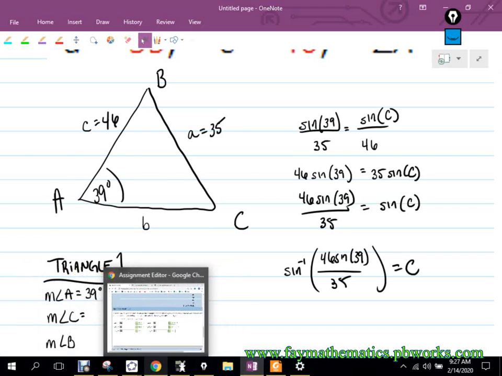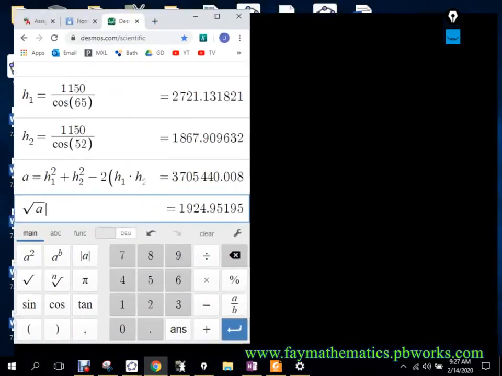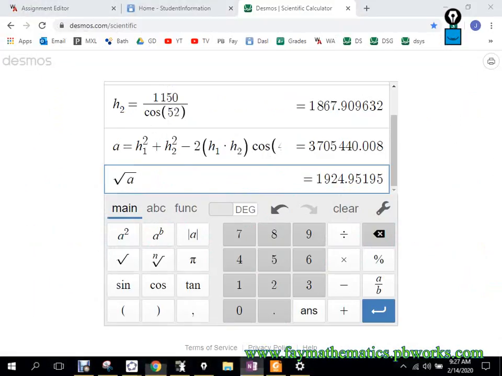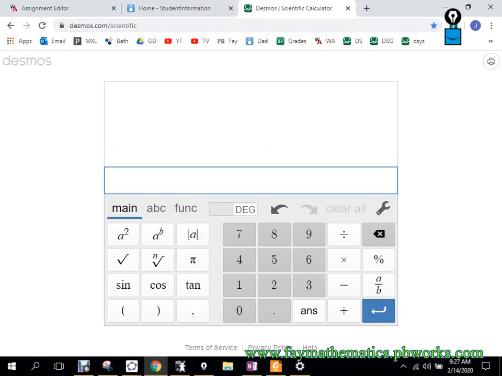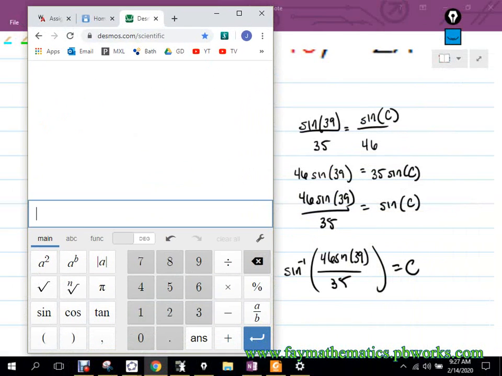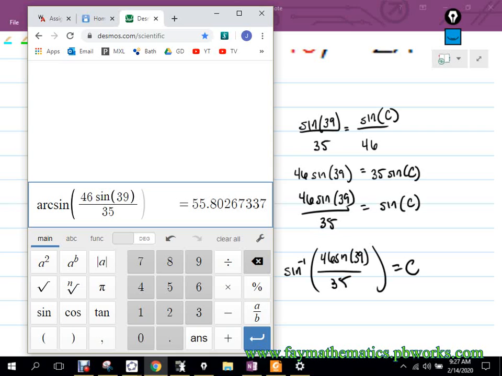So we're going to do that math. Grab our calculator, whatever you want to use. I prefer Desmos, and I know on your ACT, you're going to have to use your TI-84. There's a way to do some of this stuff on those calculators. We've used the STO button before, the store button, right? And I'm going to use that. I like Desmos because it allows me to mitigate as much rounding error as possible. So I'm going to go arc sine of 46 sine of 39, divided by 35, and I get that measurement right there. Make sure you're in the right mode, okay?